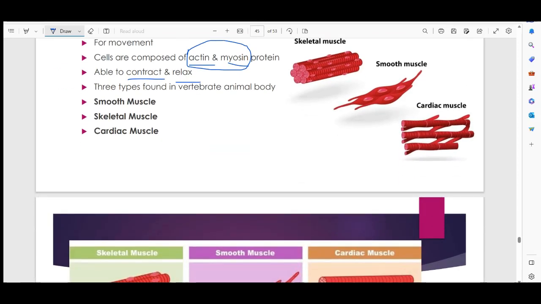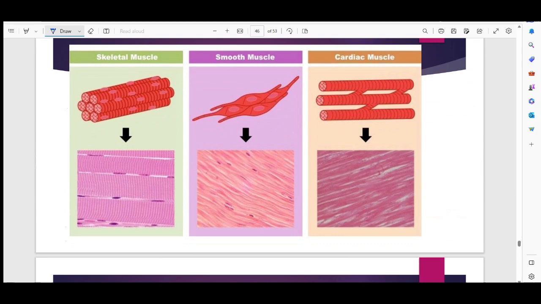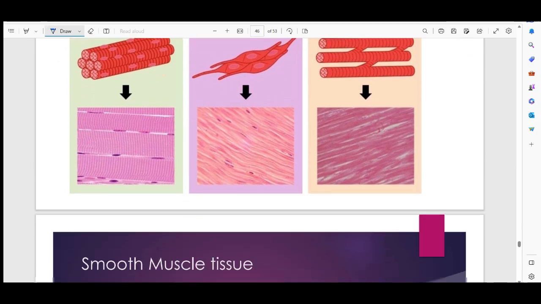So there are three types of muscle tissues present in the vertebrate animal body. This word is very important: vertebrate. So there's smooth, skeletal and cardiac. This is very easy. You learn it in grade 7 also. So these three you have to remember. Then we are going to talk about their structure and their function. This is pretty easy.